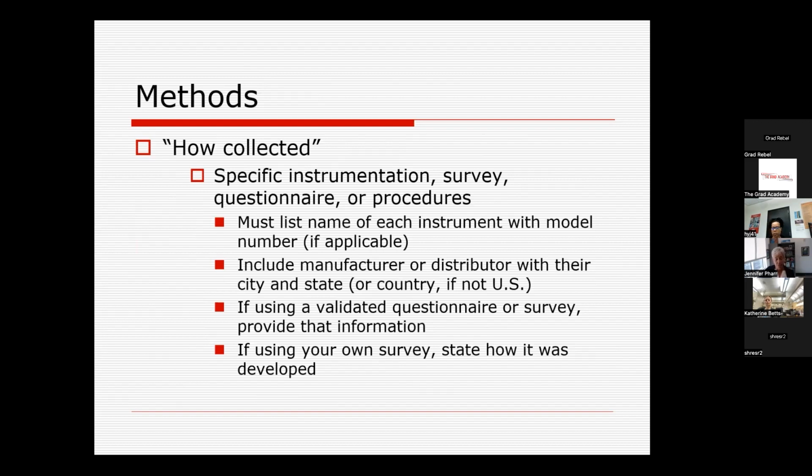Or if you're creating your own survey. Sometimes, as much as we try to find one, there's not a validated questionnaire that asks the questions that we need to ask for our study. So if you developed your own survey, you need to provide information about how you developed it, how you tested it, how you checked its validity, right? You want to provide that sort of information in the methods section.